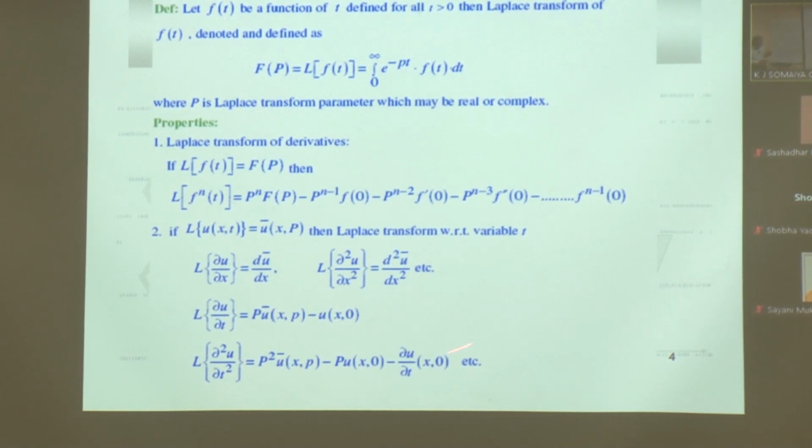Second order derivative, how can we write? p square times Laplace of u, which is u bar, minus p times the value of u at t equals 0, minus p to the power 0, that is 1, times the derivative of u with respect to t at t equals 0, according to this particular formula. So this is only needed over here.